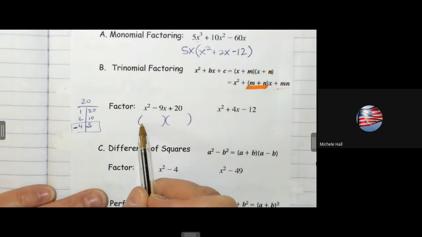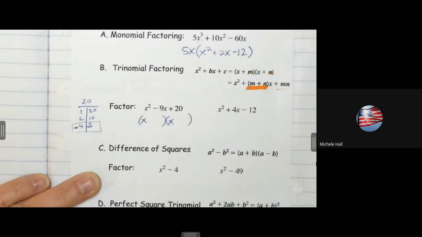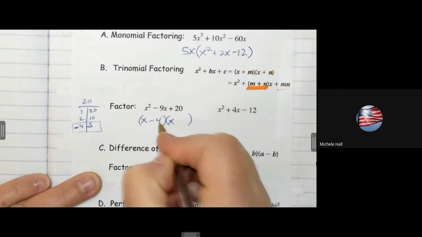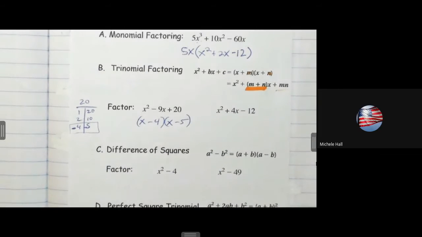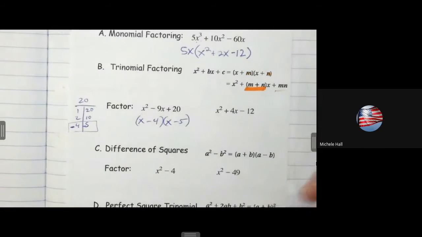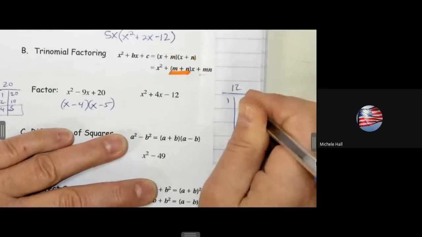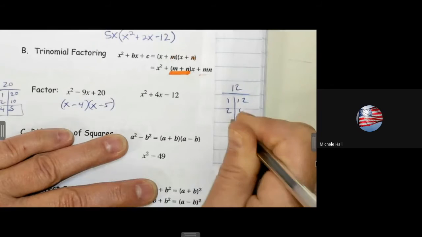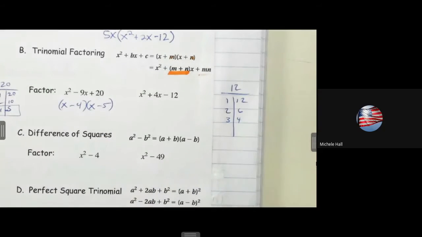We're looking for something times something that equals x squared. That would be x times x. And then negative 4 and negative 5 add to negative 9, and negative 4 times negative 5 multiply to 20. Those are my factors. Next one, we're looking for factors of 12. Factors of 12, 1 and 12, 2 and 6, 3 and 4, 5. I'm already on the other side now. I just keep saying that so you can see when you get to bigger numbers, if you keep going down and you start seeing yourself wrap around to the other side, you're done. So there's all my factors of 12.